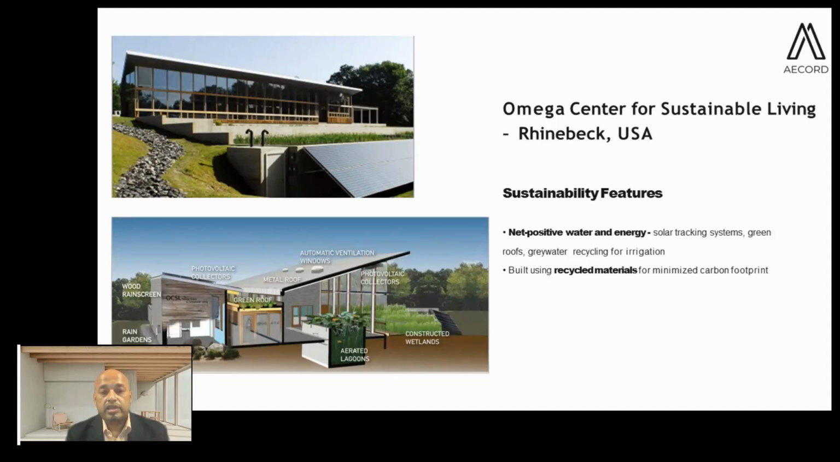So then the Omega Center for Sustainable Living in USA. So again, it's a net positive solar tracking system. So till now in India, we don't have a solar tracking system. Means, as we all know from climatology, what we would have studied in architecture, that any surface which gets perpendicular solar radiation gets more solar energy.